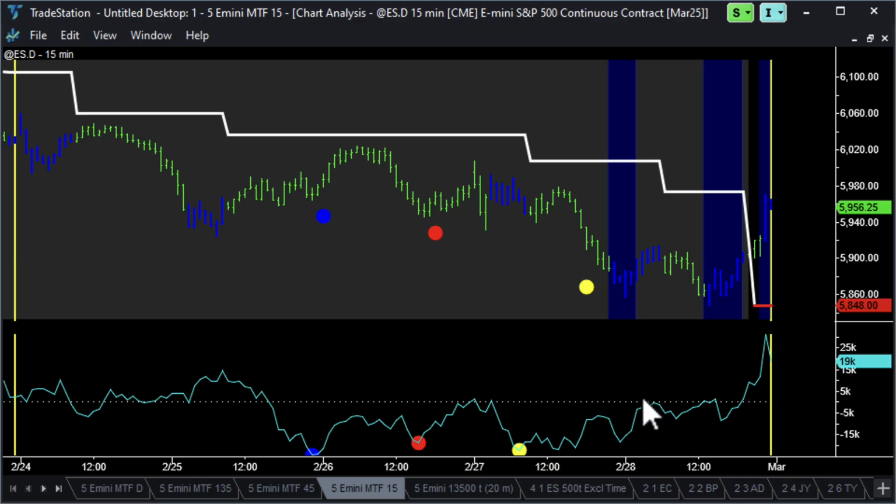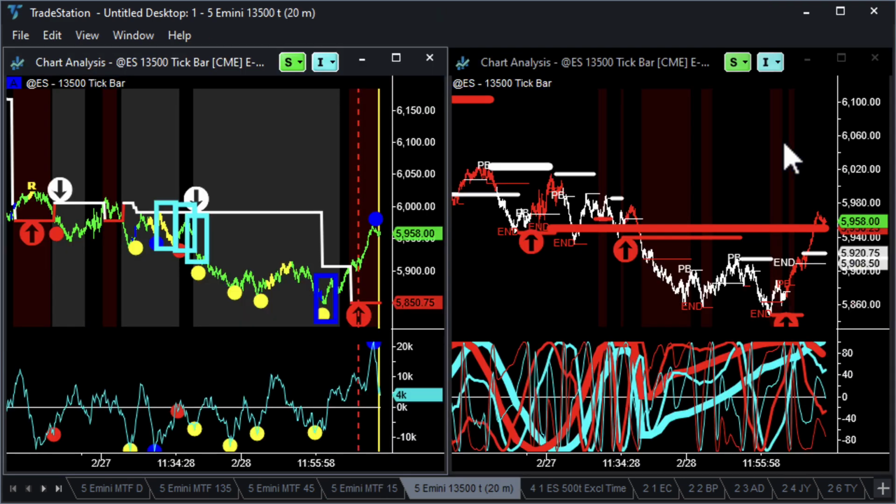Down at the lows, momentum was weak. That was around the zero line. There was no more selling to be had. The professionals had stepped in and then they pushed it higher. So a 15-minute chart, super important. Now, 13,500 tick bar chart. And this is where on the Better Prime chart I'm going to introduce some more concepts.